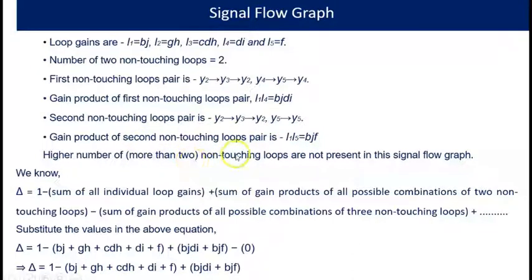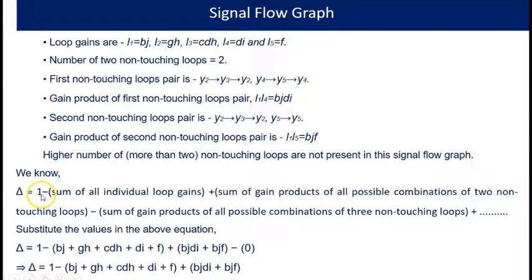Now for a higher number of non-touching loops, that is more than 2, that is the sum of gain products of all possible combinations of 3 non-touching loops. There are no such combinations. So only this much. Now substitute all the values. This is the expression for delta.